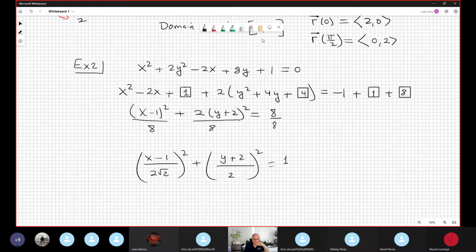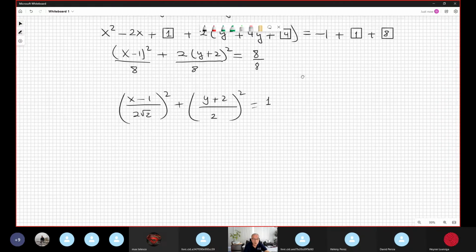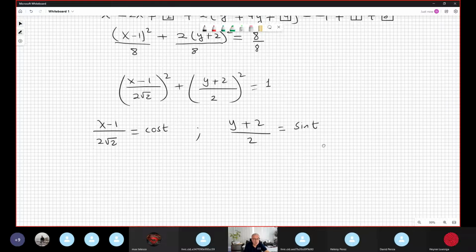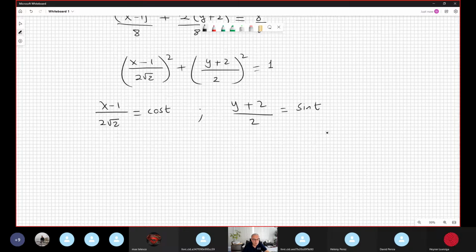Ready to represent in parametric form, afterwards as a vector value function. I call x minus 1 divided by 2 radical 2 cosine t. And y plus 2 divided by 2, I call sine t. Yeah, I know very well that cosine squared plus sine squared is equal to 1. Matching perfectly.